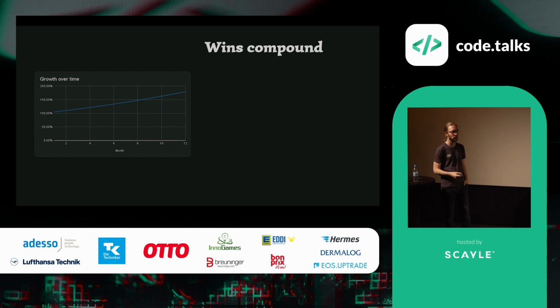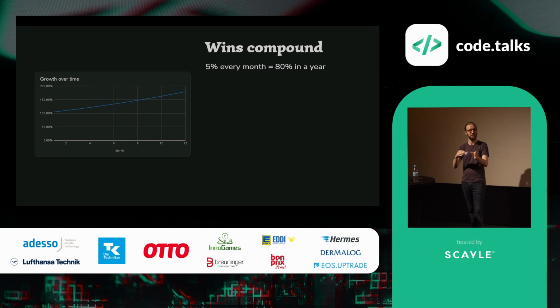And be aware that small wins will compound. So we see on the left a little graph that illustrates a monthly increase of 5% relative to the months before that, right? So we start out with 100%, we go to 105, and then we don't go to 110, we go to like 112. And at the end of the year, we're going to be at 180. So if we grow by 5% every month, we're going to grow by 80% in the course of a year. These small wins, they compound.